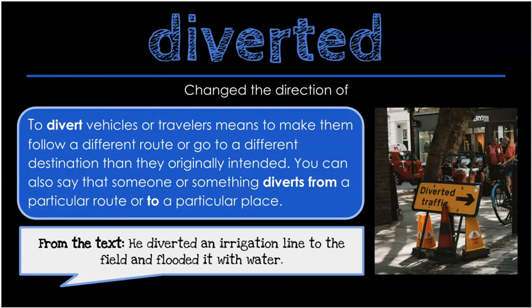Our next word is diverted. Diverted means changed the direction of. To divert vehicles or travelers means to make them follow a different route or go to a different destination than they originally intended. You can also say that someone or something diverts from a particular route or to a particular place. From the text, he diverted an irrigation line to the field and flooded it with water.